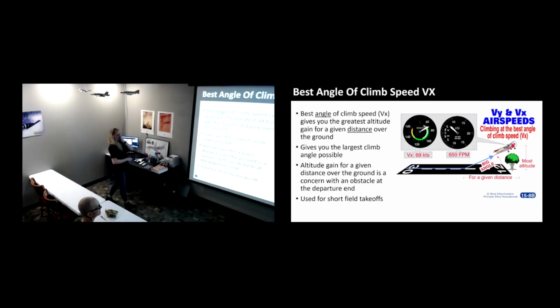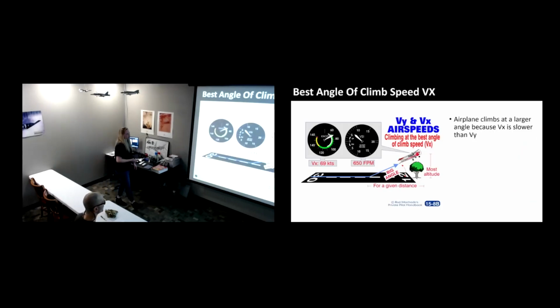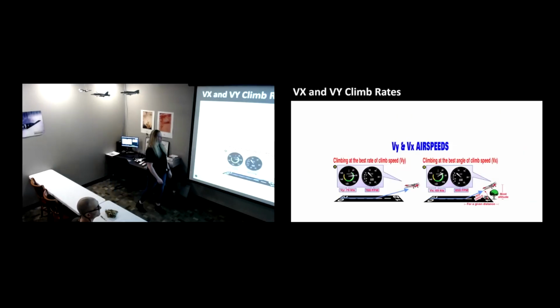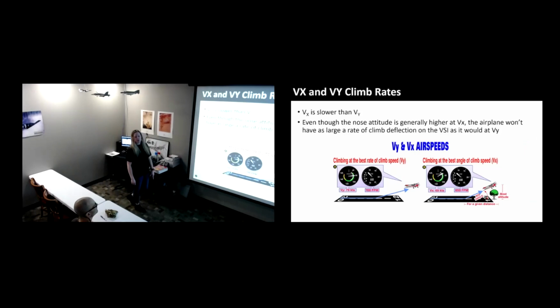Usually Vx is used for short fields and when you have some sort of flaps engaged in your airplane. Two notches in a Warrior, one notch in a Skyhawk. Vx is going to be slower, hence it takes more time to get to that altitude.